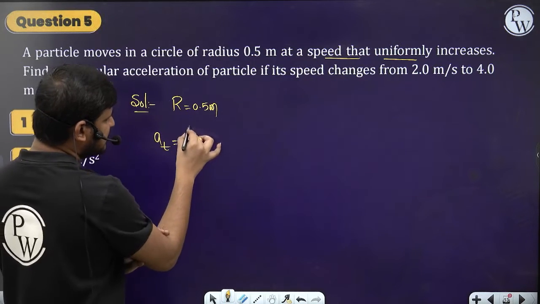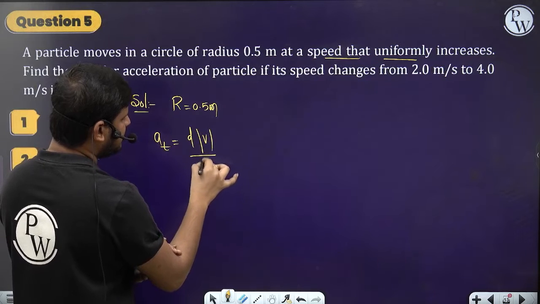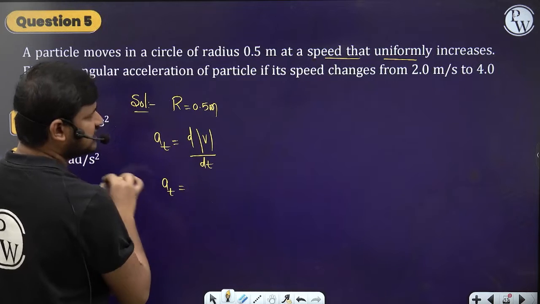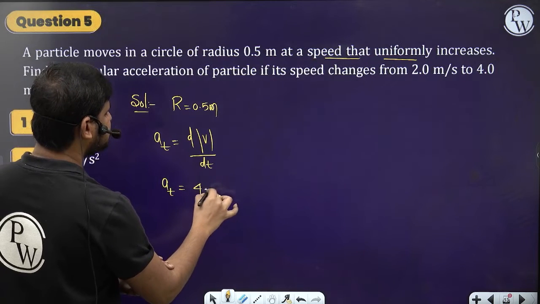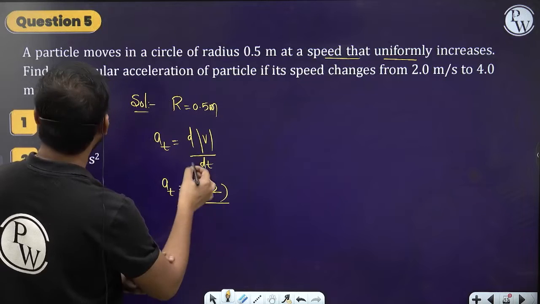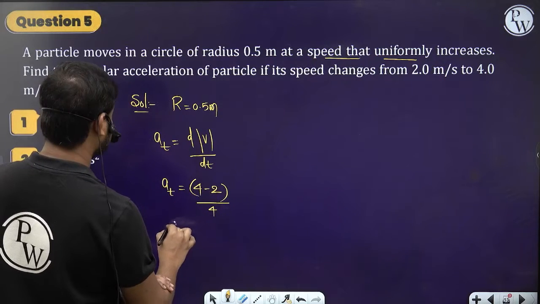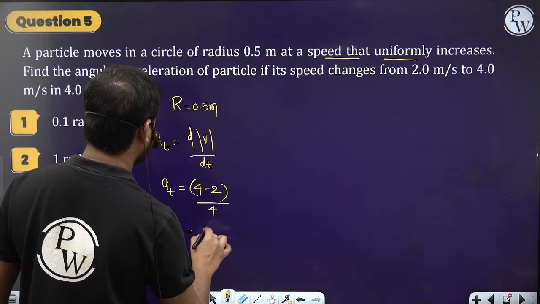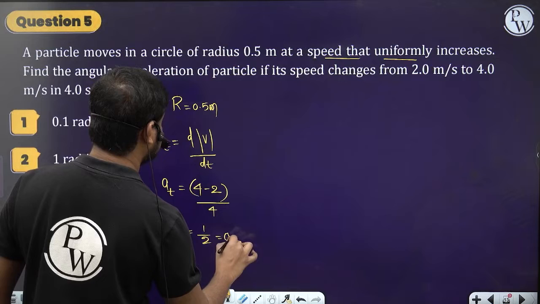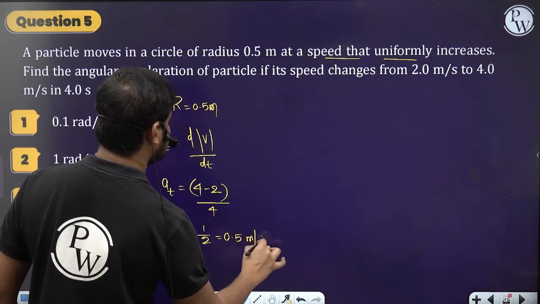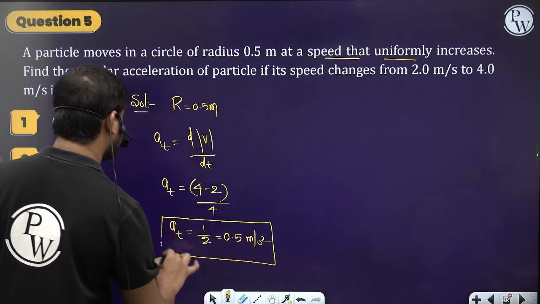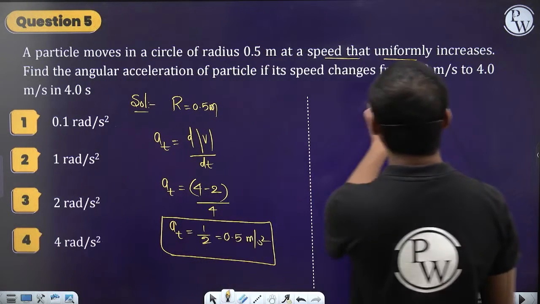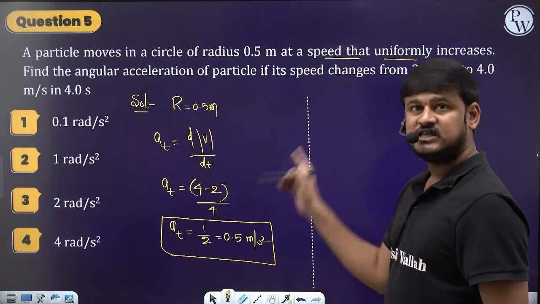The tangential acceleration is dv by dt. So how is the speed changing? The tangential acceleration is equal to 4 minus 2 by the time 4. So that means the tangential acceleration is 2 by 4, which is 1 by 2, which is nothing but 0.5 meter per second square. That is the tangential acceleration that we get. Because we don't know omega, here velocity is given in meter per second, the change in velocity.